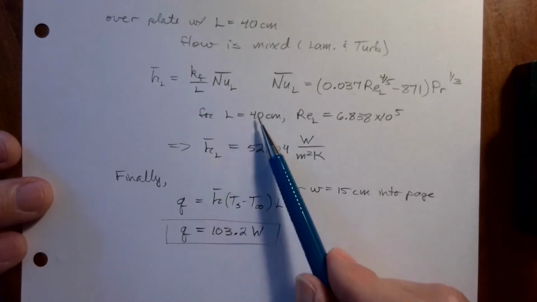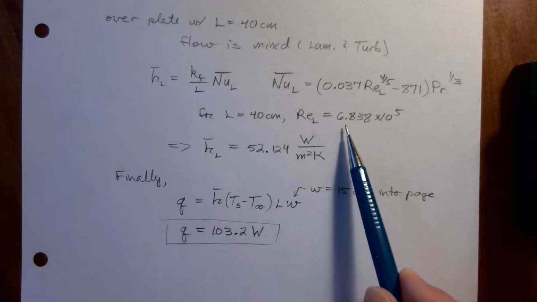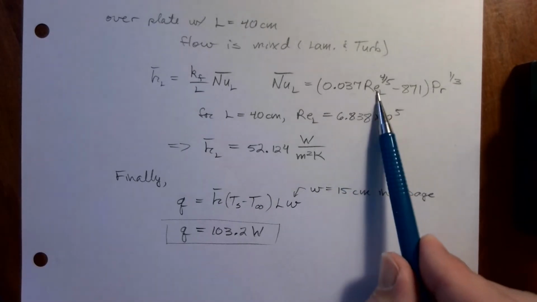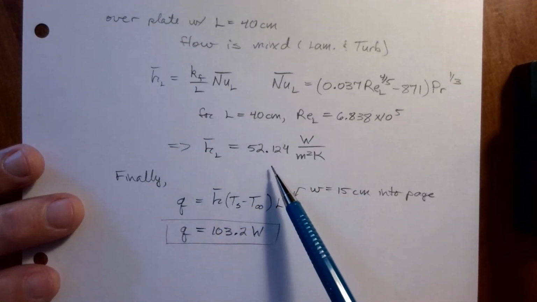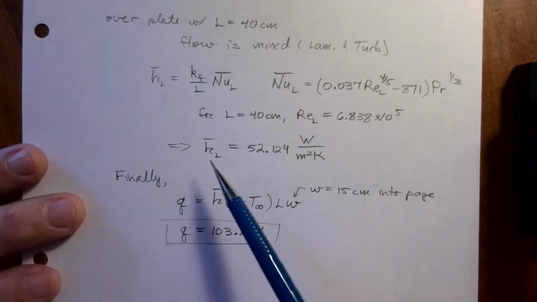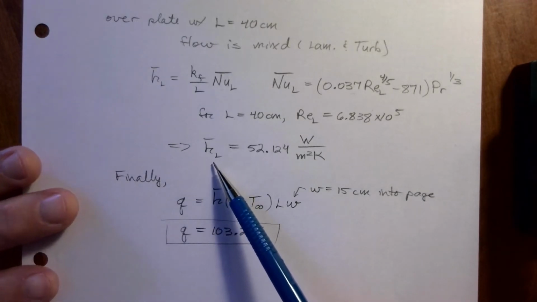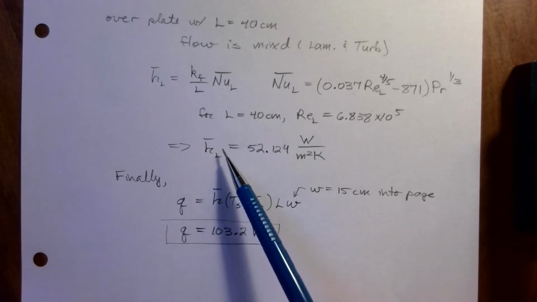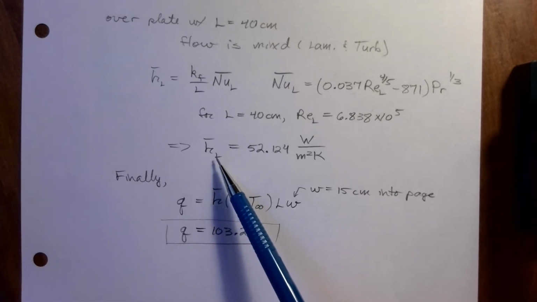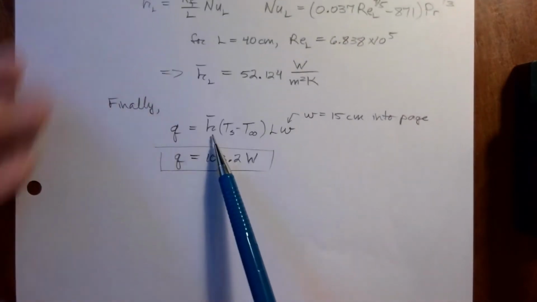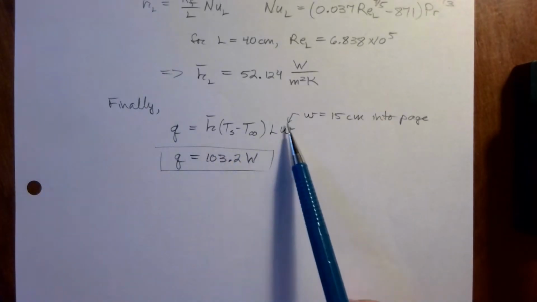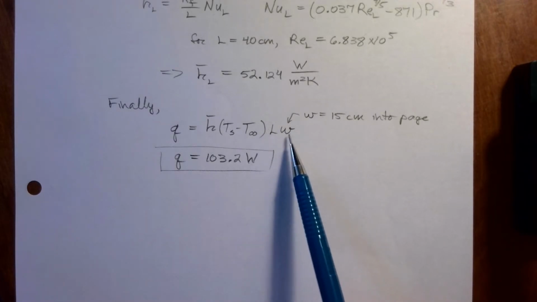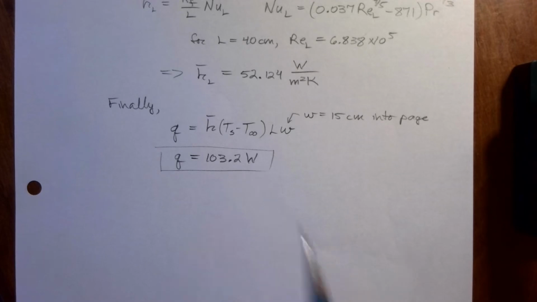So Reynolds number at L, 40 centimeters, if you substitute into the definition of the Reynolds number, 6.838 times 10 to the 5th, so this goes here. The Nusselt number goes there, solve that for H, we get 52.12 watts per meter squared K. So that's the average. So the previous H values were the local values at particular locations. This is the average over the length from the leading edge, X equal to 0, until L. But we need the average so that we can compute the heat transfer. Q is equal to H times temperature difference times the area. So length times width into the page, and you'll end up with 103.2 watts.